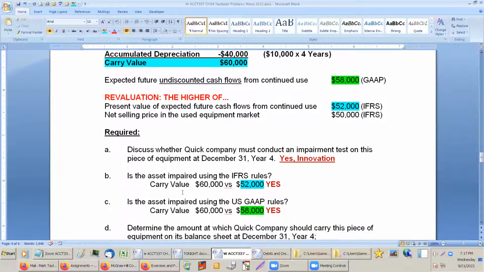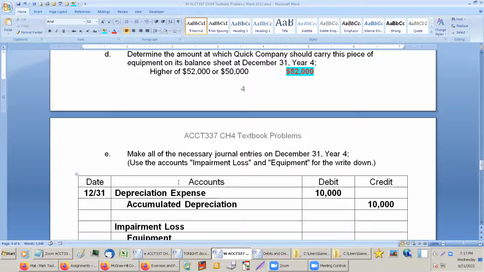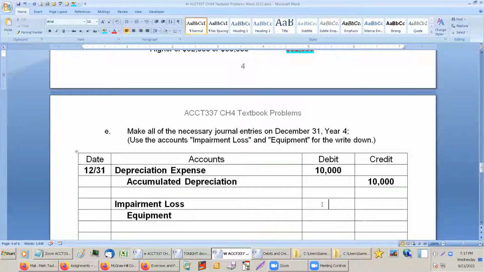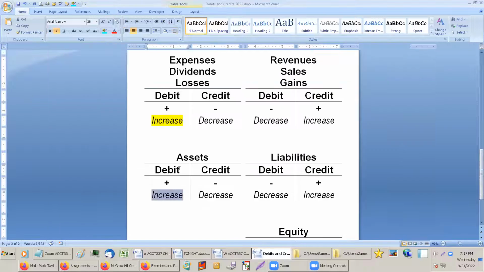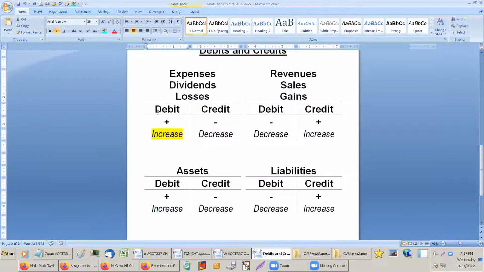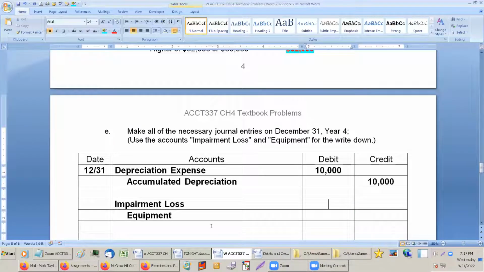Oh, come on, are you guys sleeping? 8,000. Okay, so the loss, and again, we go back to the debits and credits, losses are debits. So the impairment loss would be 8,000.